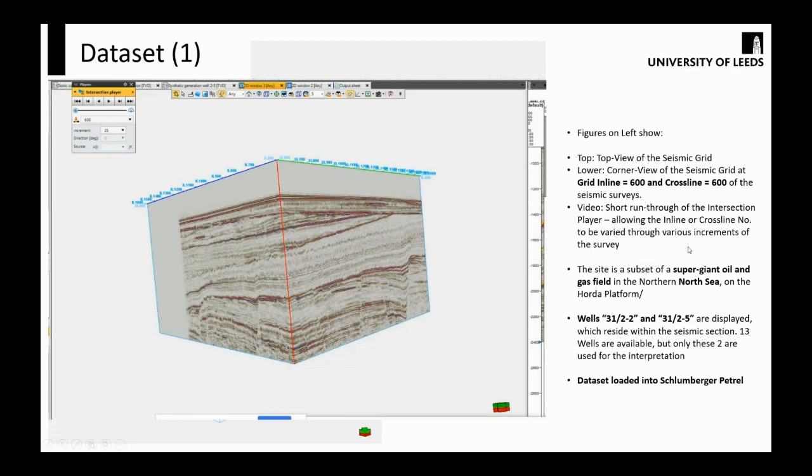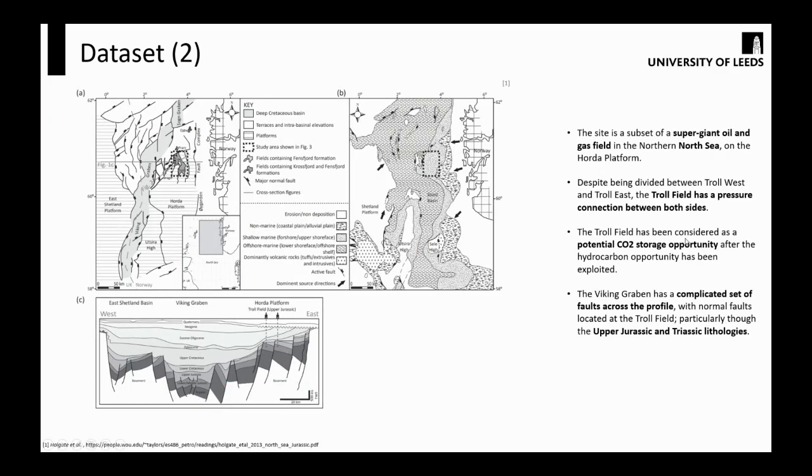However, before that, just a little bit of theory on the Petrel field. It's a supergiant oil and gas field in the northern North Sea on the Horda platform, and despite being divided between Petrel West and Petrel East, the Petrel field has a pressure connection between both sides, and furthermore to being a gas reservoir is also a potential CO2 storage opportunity. So, 2 things to look out for in this presentation.